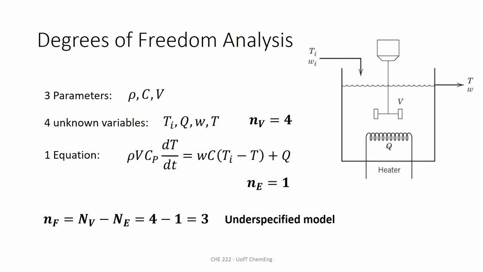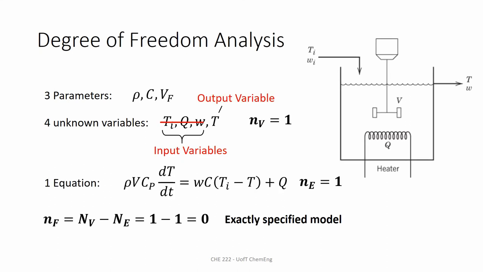But with some changes, we can make this system solvable, and that's if we specify 3 of the variables as input variables and specify their values or their functionality of time, and only leave one of the variables as the output variable of the system or of the model. In that case, the number of variables will be reduced to 1 and the number of degrees of freedom will be 0. So the system will be exactly specified and we can find a solution for that system.